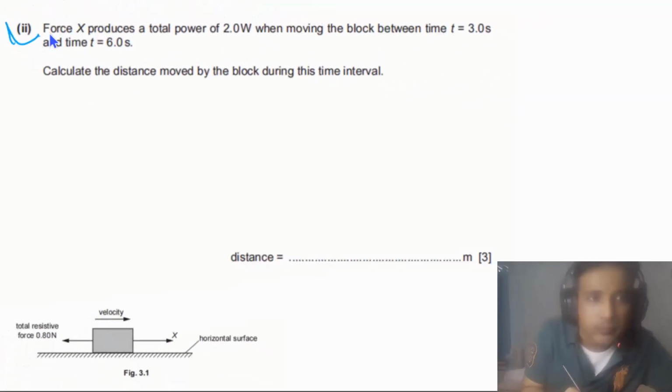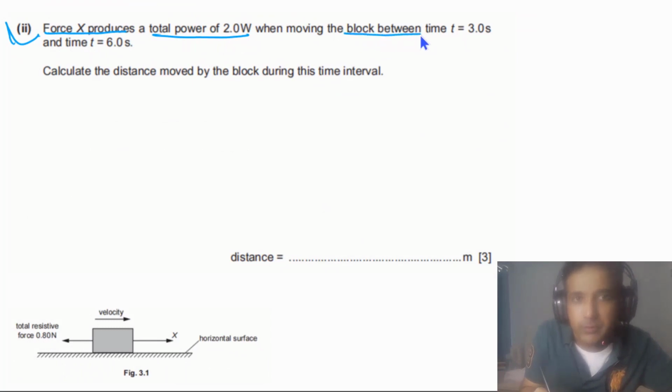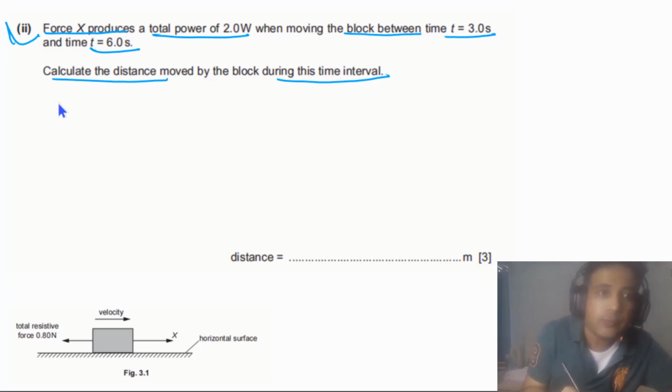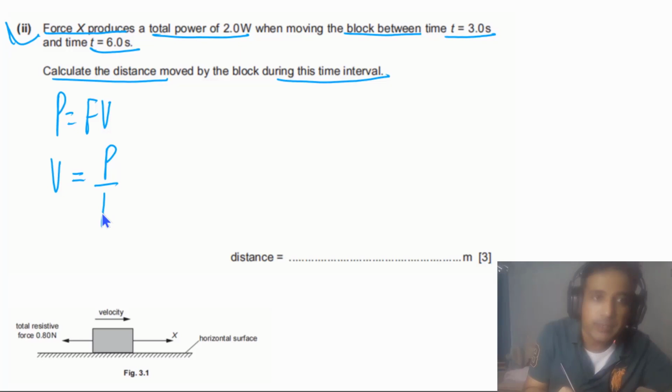Part 2 says force X produces a total power of 2.0 watts when moving the block between time t = 3.0 seconds to time t = 6.0 seconds. Calculate the distance moved by the block during this time interval. So for this one, first thing we need to understand that power is equal to Fv. So from here we can calculate value of v. v will be equal to P divided by F.